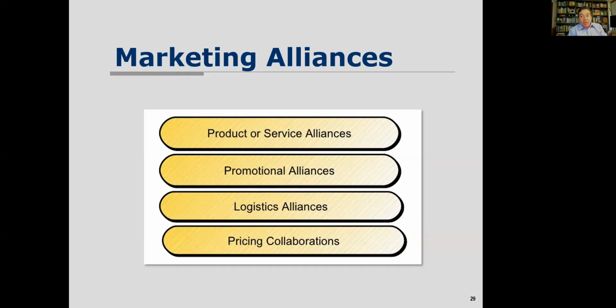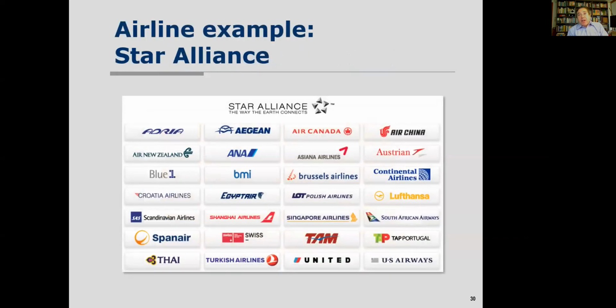Pricing collaborations, that's a little bit tricky because there are elements of antitrust and collusion, but pricing collaborations, if it's done in a legal construct, can also serve as a marketing alliance. So finally, one example of a marketing alliance, of course, are the airlines. So Star Alliance is a marketing alliance of all of these global airlines.